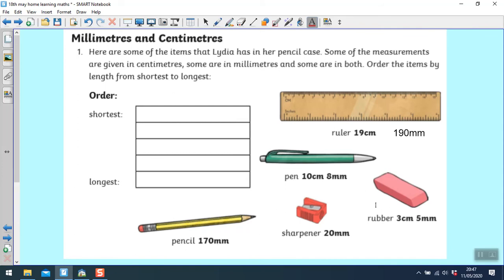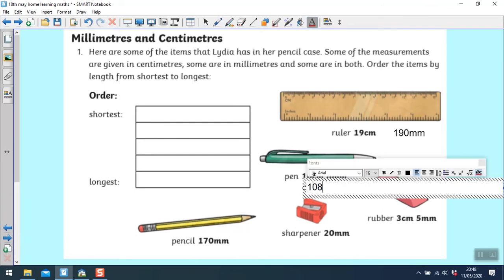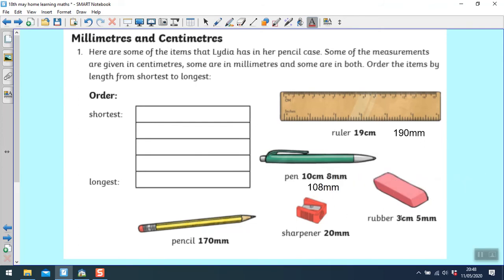Let's look at these two. This is measured in centimetres and millimetres. 10 centimetres is the same as 100 millimetres, and that's already in millimetres. So it's 108 millimetres. A rubber is 3 centimetres, 5 millimetres. 3 centimetres is 30 millimetres plus 5 is 35 millimetres.